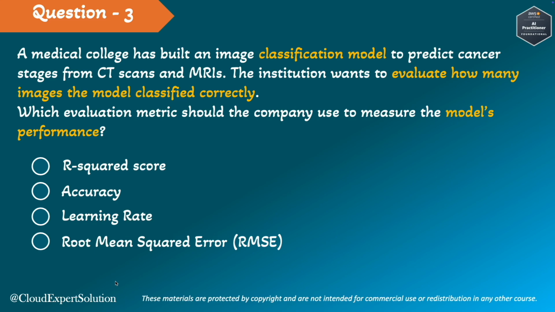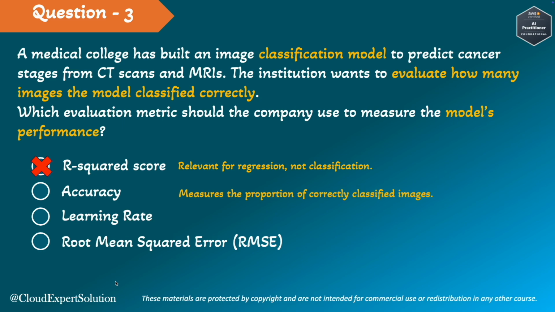The first option is R squared score. R squared score is relevant for regression, not for classification models. Hence, option 1 is incorrect. Option 2 talks about accuracy. Accuracy measures the proportion of correctly classified images. Hence, this could be a potential correct answer.